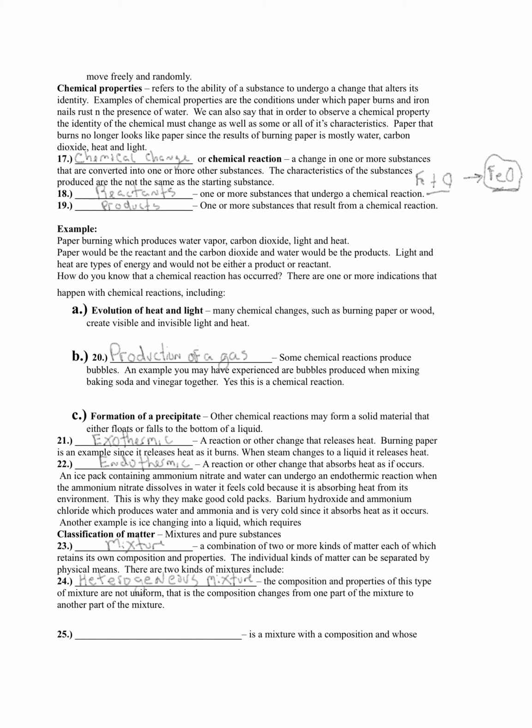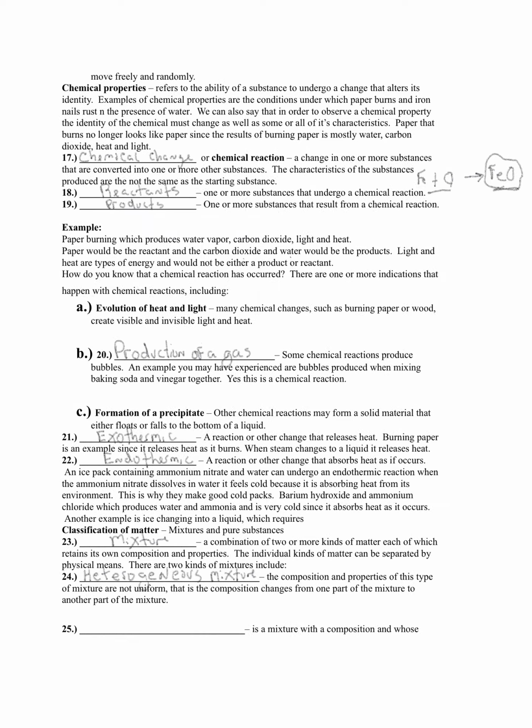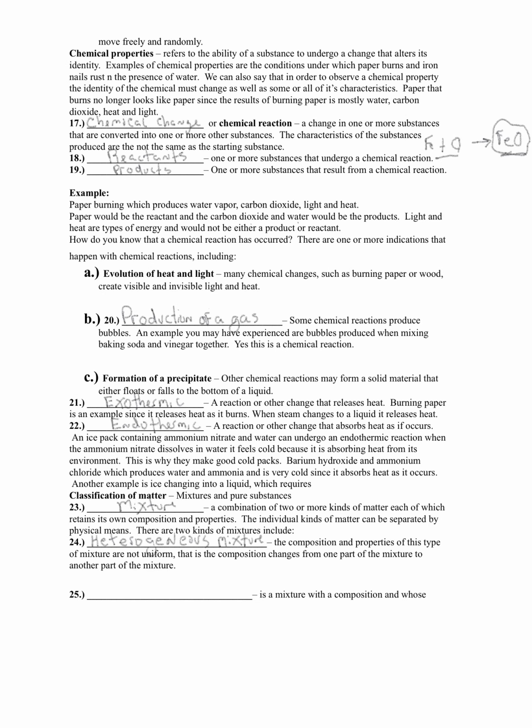How do you know that a chemical reaction has occurred? There's actually one or more indications that you would actually see. So first indication is A, evolution of heat and light. So when I burn paper, I produce heat, but I also produce light. Those are two examples of some evidence that would indicate that a chemical reaction would occur.